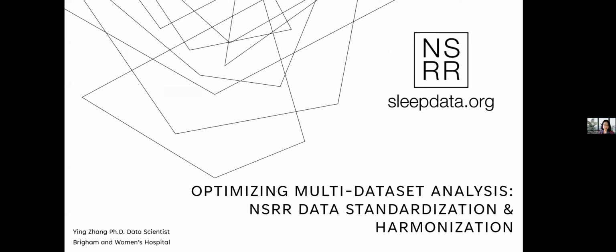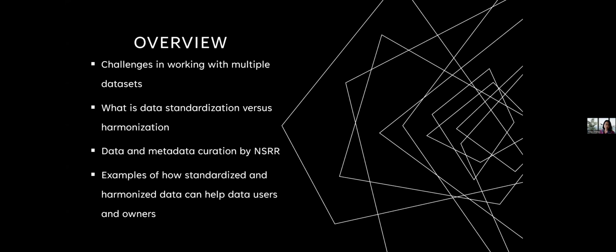So thank you everyone for attending our second webinar series. I am Ying Zhang. I'm happy to talk about once we receive data from our data owner, what do we do to improve the data and metadata quality and how that can help our users, especially if they want to do a multi-dataset analysis. So I will first start talking about why you might consider doing multi-dataset analysis and the challenges in doing so, the difference between data standardization versus harmonization, the kind of data and metadata curation we do at NSRR, and examples of how that curated metadata can help our users and owners.